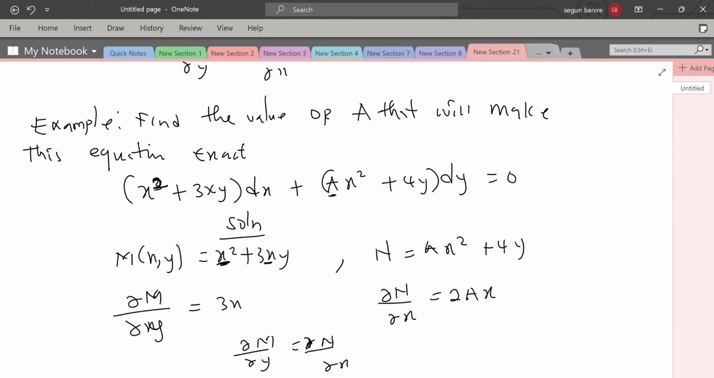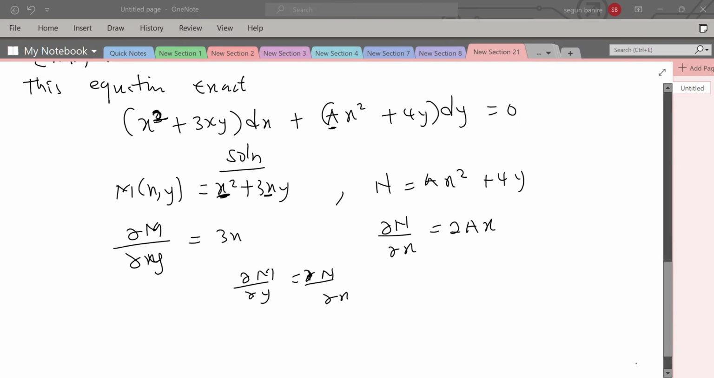That is what we know from the definition. So we have 3x is equal to 2ax. So what is a? a is equal to 3 over 2. So with the value of a being equal to 3 over 2, this equation is exact.